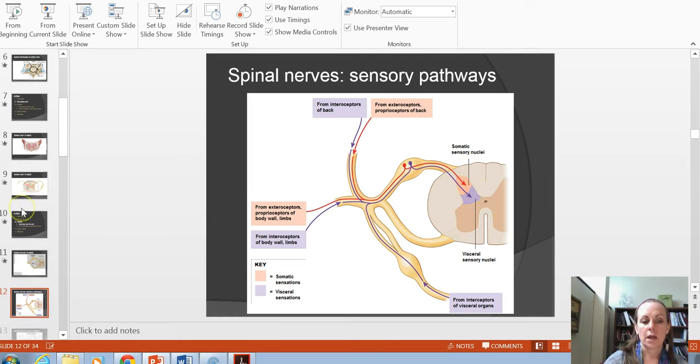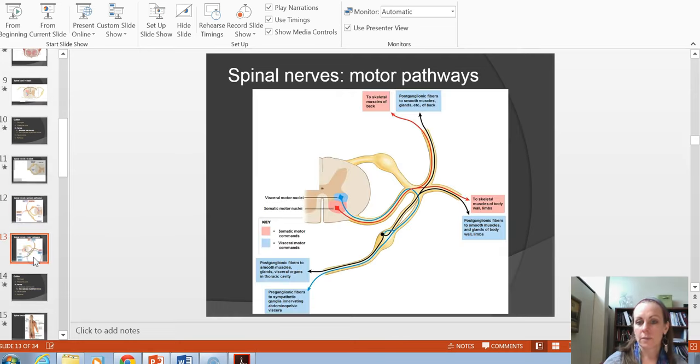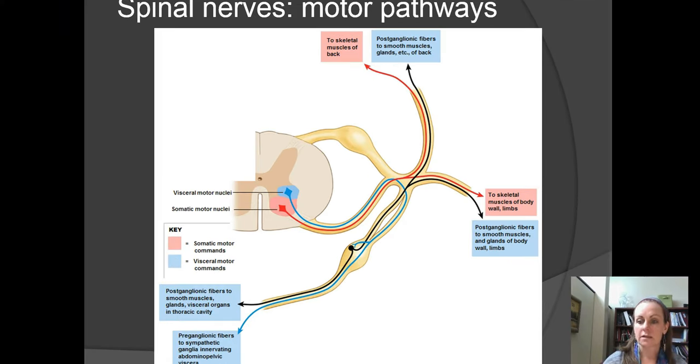Now we can do the same thing for motor. Motor has a little bit more complexity when we're talking about the autonomic nervous system. So let's take the somatic nervous system first. Now remember, motor commands are going to be starting in the spinal cord and then going out to the effectors. So we're going the opposite direction. So let's start with somatic motor. That's going to start in the anterior gray horn.